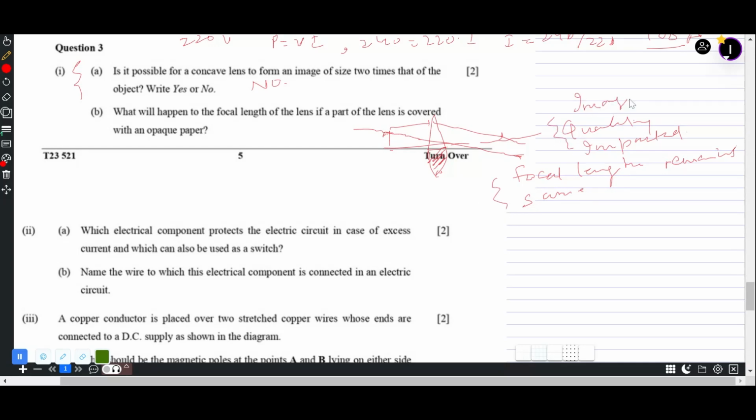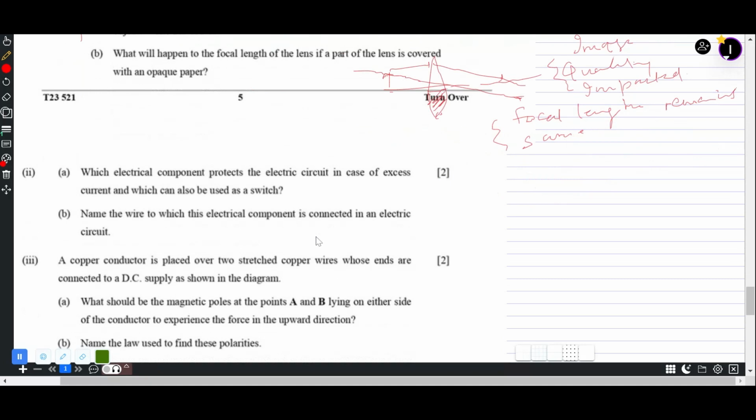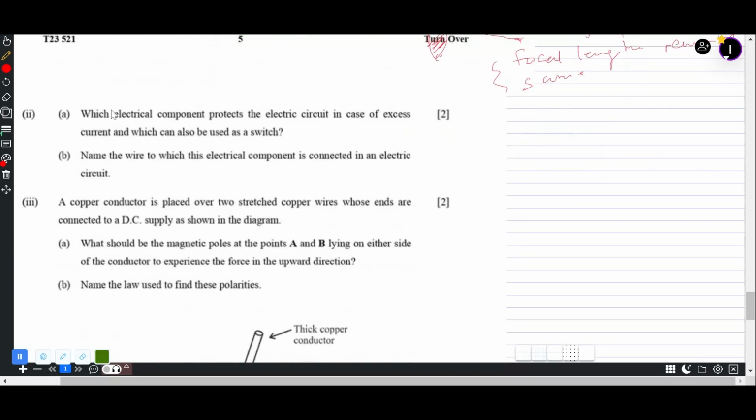Image quality, because now there is less light passing through the lens. Which electrical component protects the electric circuit in case of excess current, which can also be used as a switch? Now this we all know, if you have been at home a little more often. So MCB is the type of circuit breaker, which is mini circuit breaker. That is the full form for MCB.